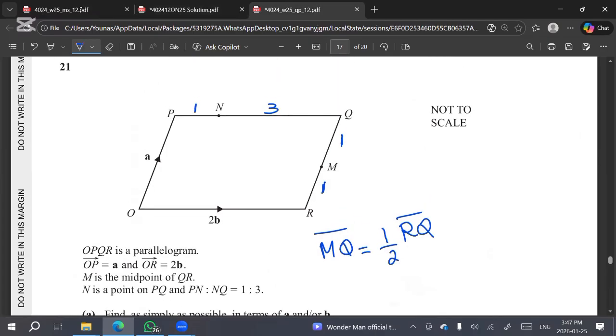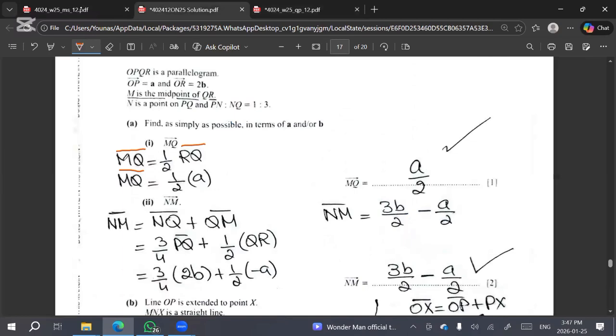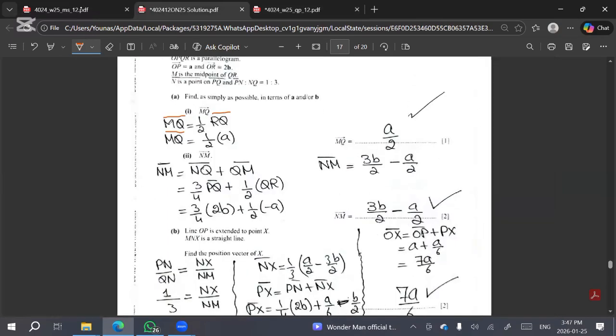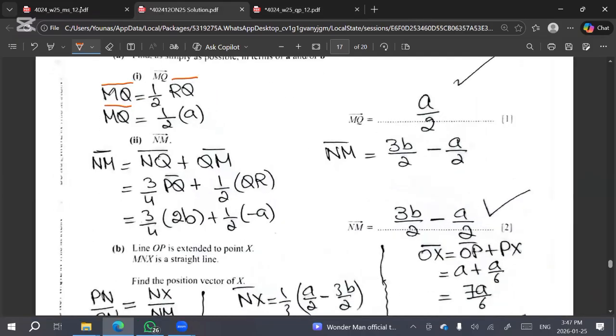From N, you want to go to M. So you go from N to Q, from Q to M. This is the way. We call it the bypass. This is how we make it. Okay. So what I will do, you want to find out the value of the NM. From N go to Q, plus from Q go to M.